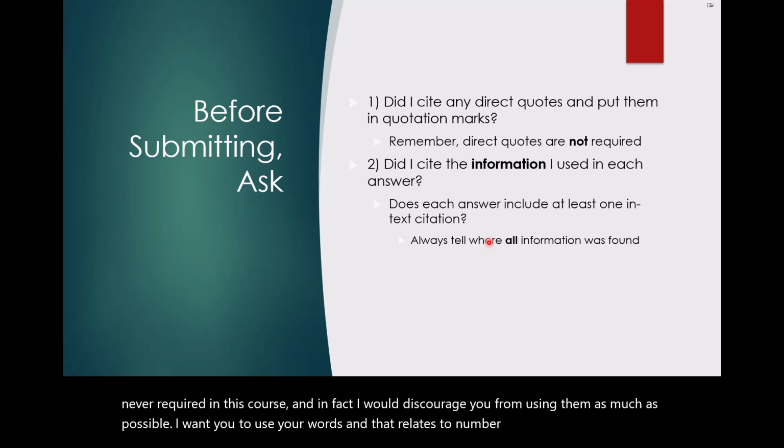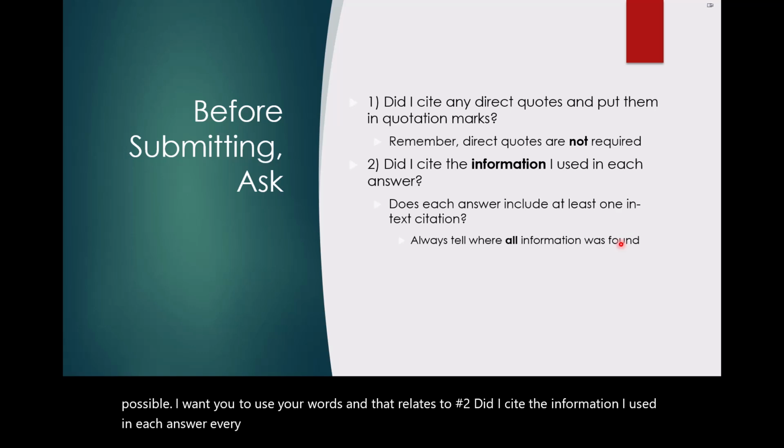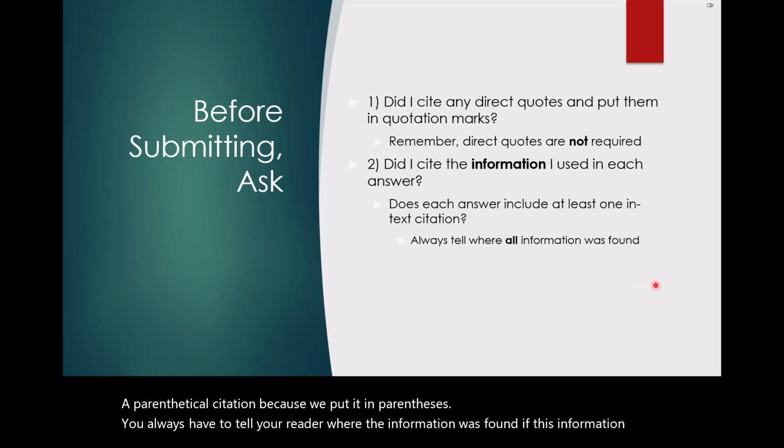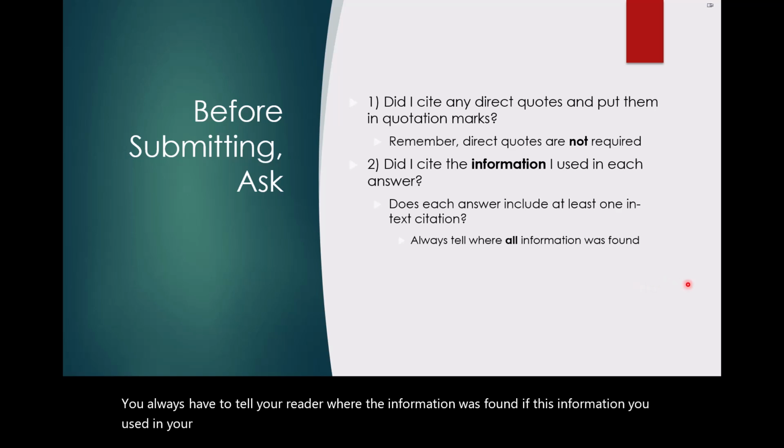And that relates to number 2. Did I cite the information I used in each answer? Every answer should include at least one in-text citation. That's also sometimes called a parenthetical citation because we put it in parentheses. You always have to tell your reader where the information was found. If it's information you used in your writing, you have to tell your reader where you got it from when you use the information.